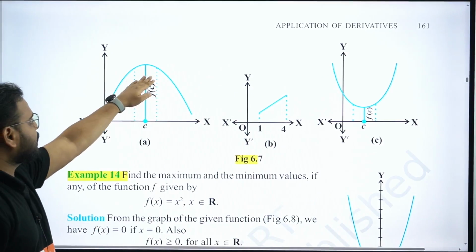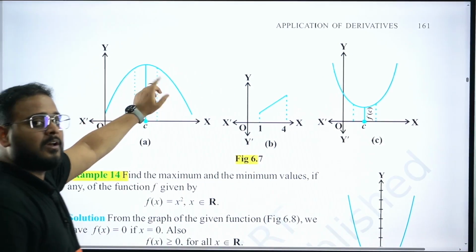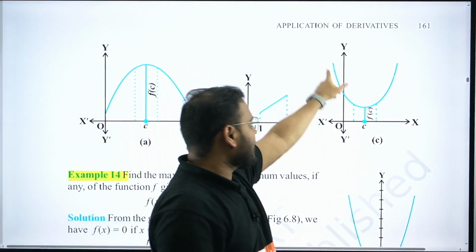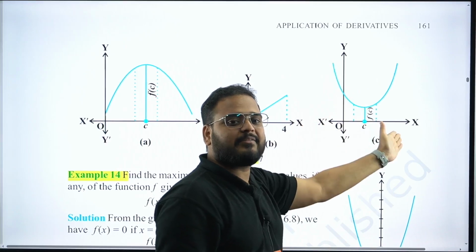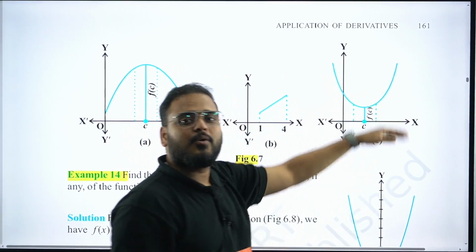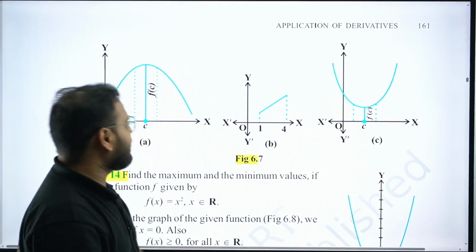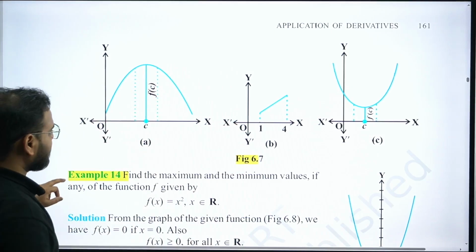Here, plus to minus. Derivative is plus to minus. So, point of maxima. Here, minus to plus. This line will be negative, right? This will be positive. So minus to plus will become local minima. This is a constant.